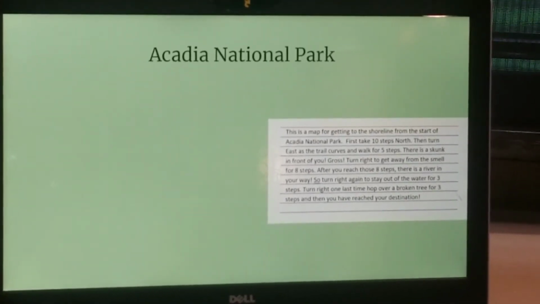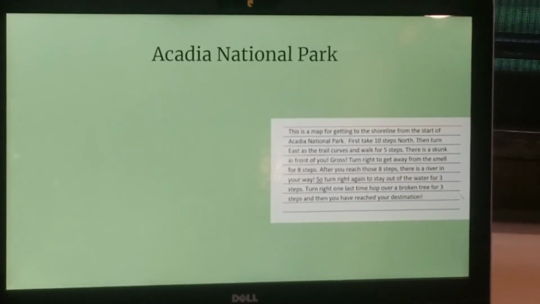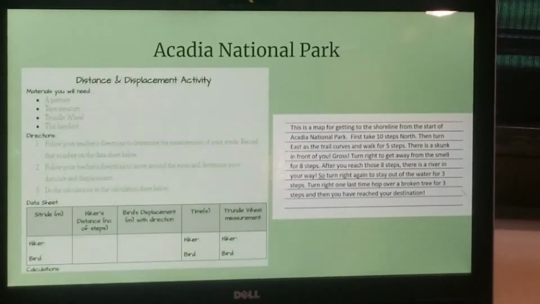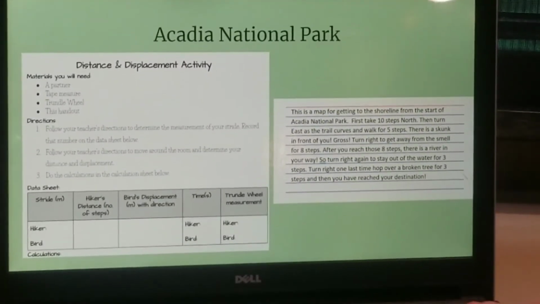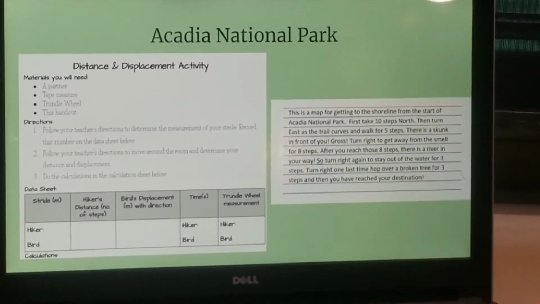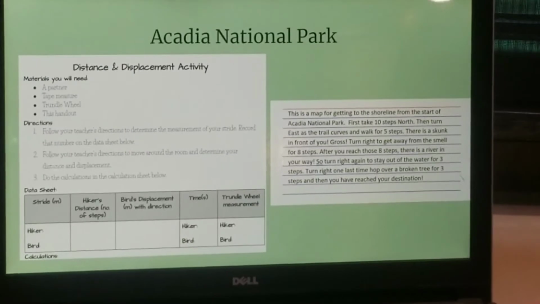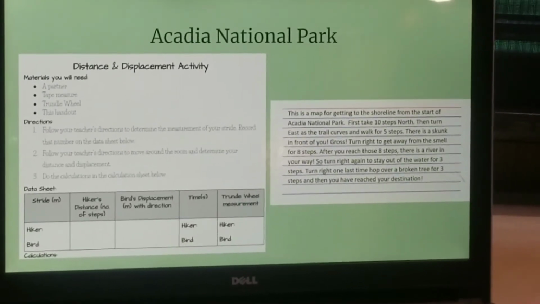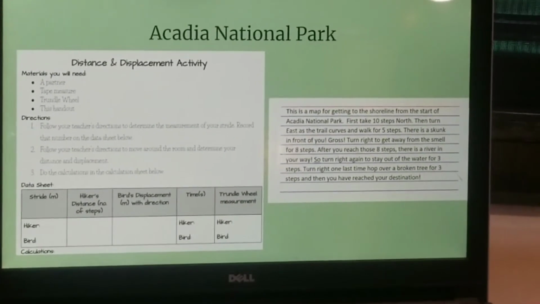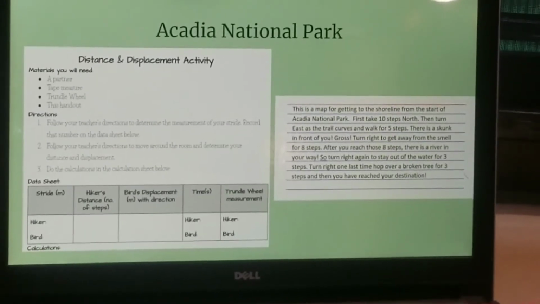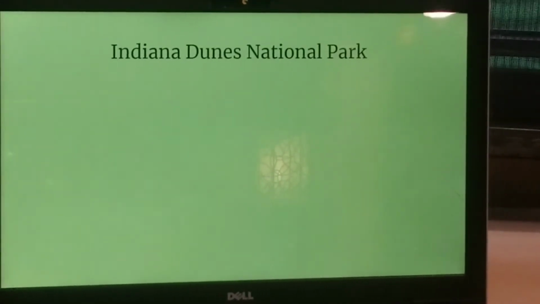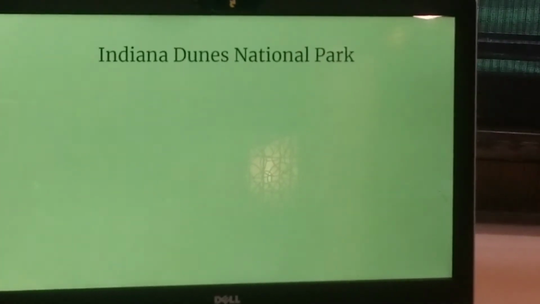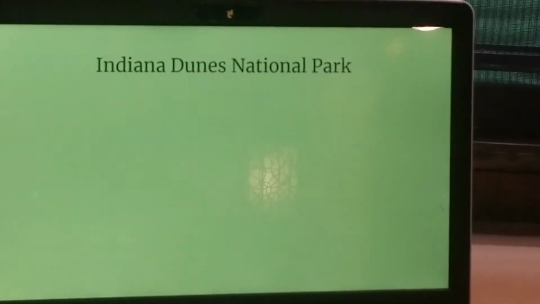This lesson will be teaching the students the difference between distance and displacement. This standard goes along with distance and displacement, which is usually very difficult for sixth graders to comprehend. So this involves movement, which allows it to be more interactive and easier for the students to comprehend. And lastly, we will end in Indiana Dunes National Park back home in Indiana.